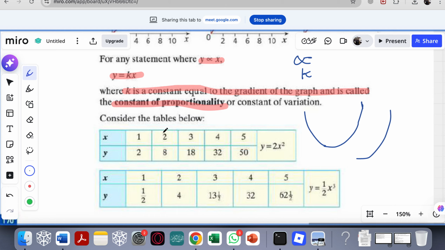Now, you move to the next one. If you take 2 and put it in place of x, you put 2 here. 4 squared, you get 16. Times 2, you get 32. That's how they got this 32. If you take this 5 squared, you get 25. 25 times 2, you're going to get this 50. That's how they got this 50. So this gives you a corresponding value, the output value.